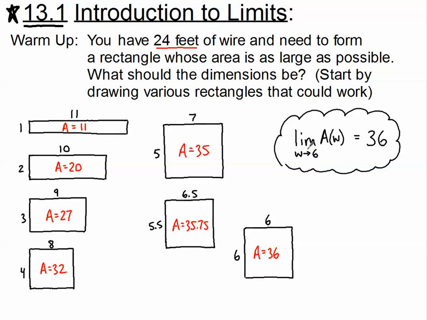A limit is what's happening on either side of the variable, of the number that we are approaching. On either side of this value of 6, we're getting closer and closer and closer to 36 for our area.